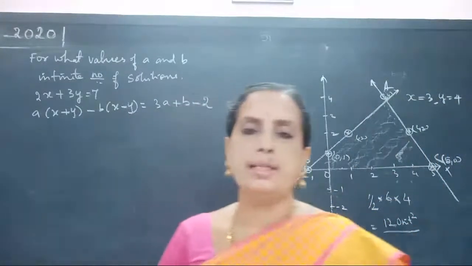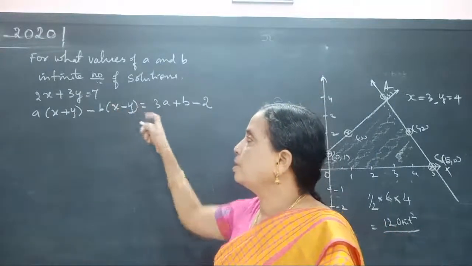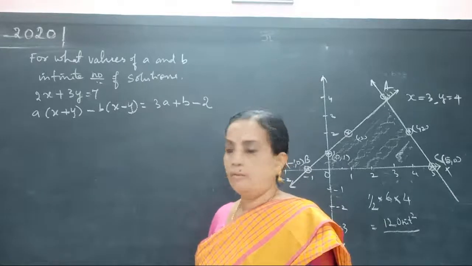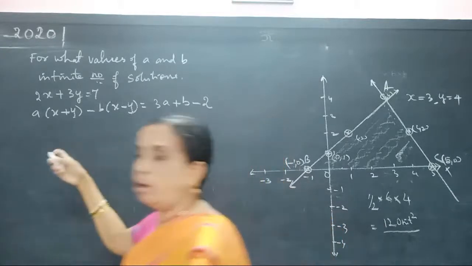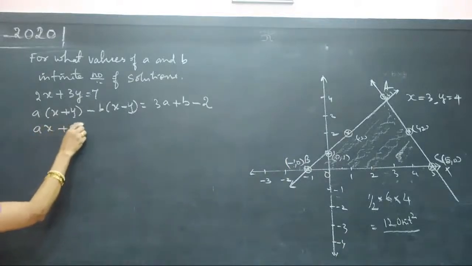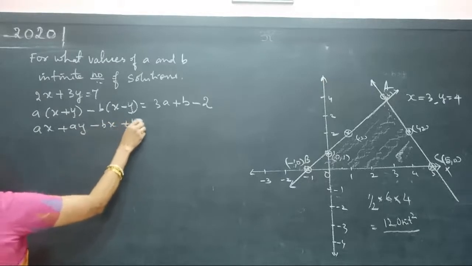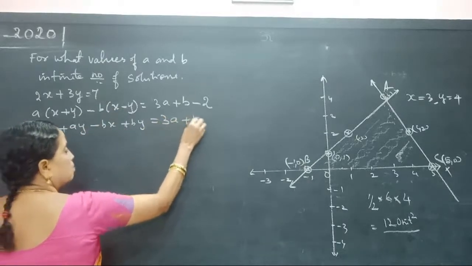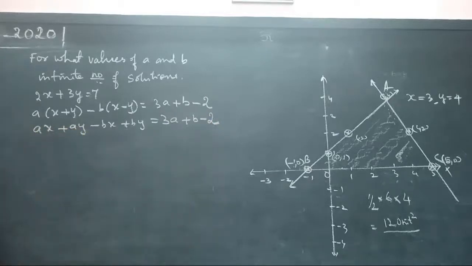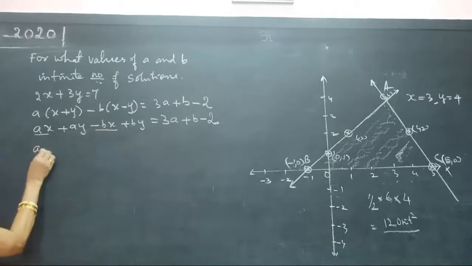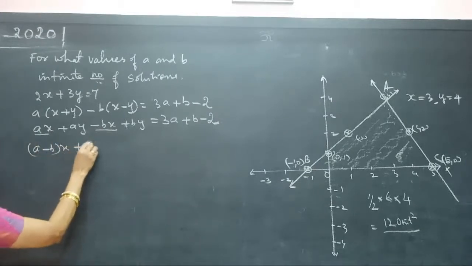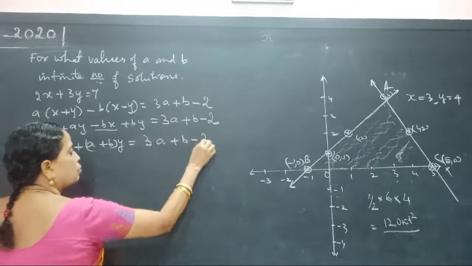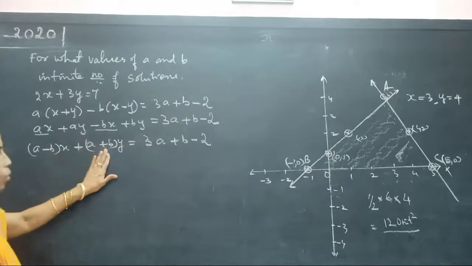First equation, you can easily identify a1, b1, c1. In the second equation, as it is, it's not possible. We need its simplification. We simplify this by removing the bracket. How? It is ax plus ay minus bx plus by. Is it clear? Minus into minus is plus, equals 3a plus b minus 2. Now rearrange. If you take x common, you will get (a minus b) into x, then (a plus b) into y equals 3a plus b minus 2. So this is a2, b2, c2.